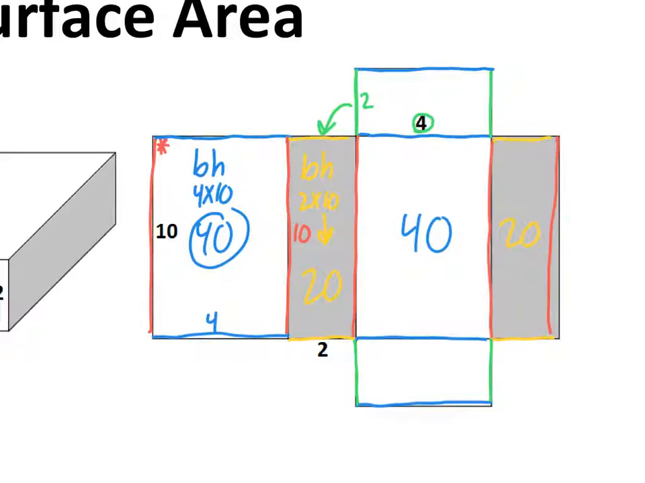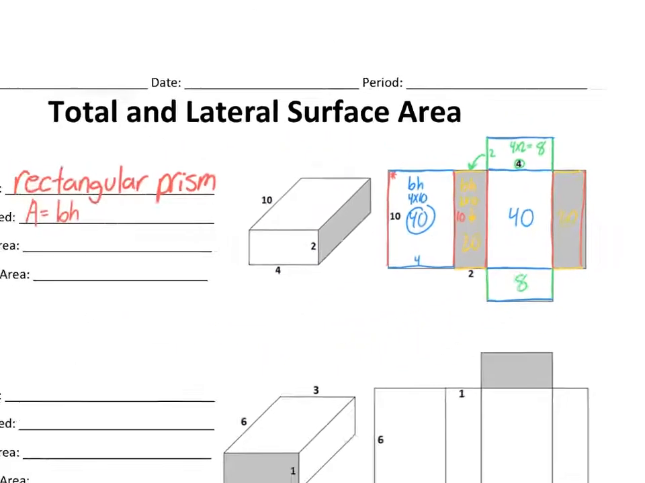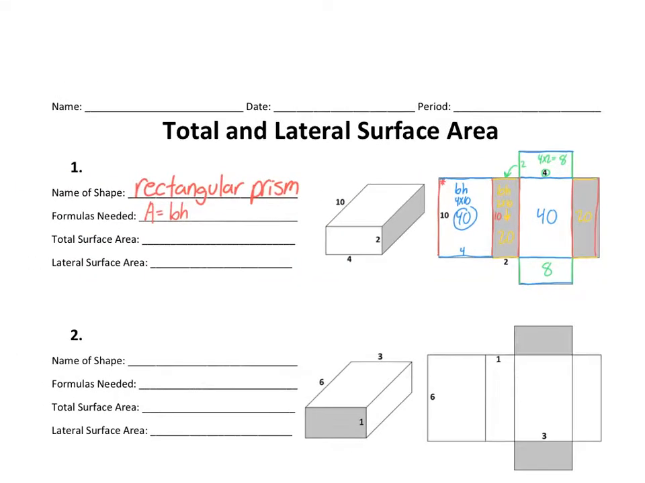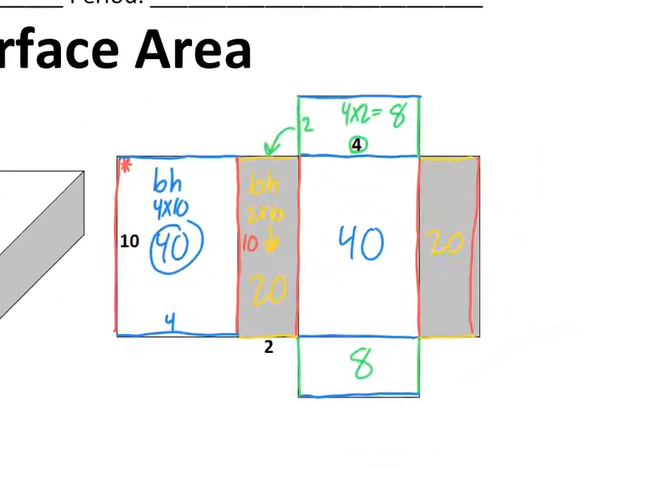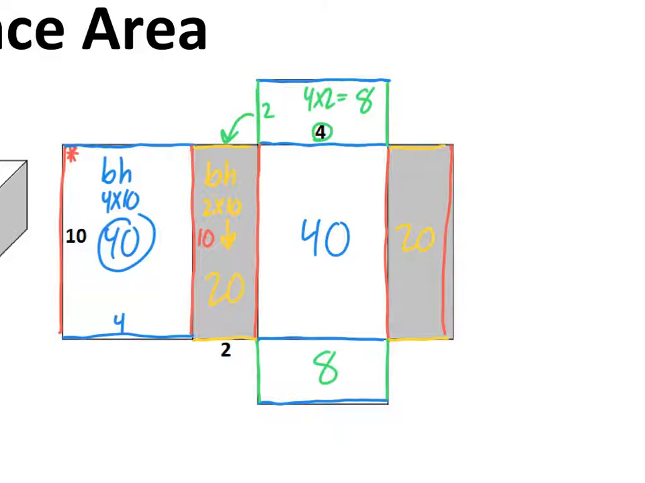So for this rectangle here, we're going to be doing a 4 times 2 for our height and our base. And we get an area of 8, making this one also 8. So now I have the area of each one of these parts. So if I wanted the total surface area, I'm going to add each one of these numbers up.